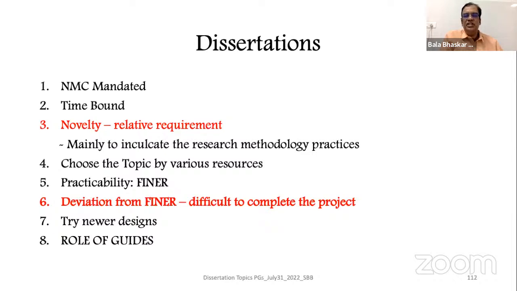I said there should be feasibility. Most important is feasibility and relevance, apart from being ethical and interesting. Novelty, I said already, it's a relative requirement basically. And I also talked about some different designs, not always talking about randomized control type, this group and this group, or a single group observation study. Try to talk about some alternative designs.